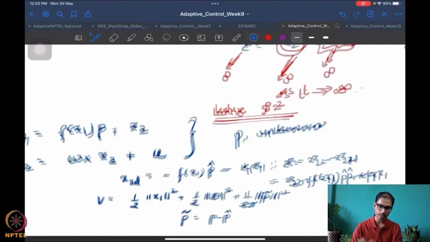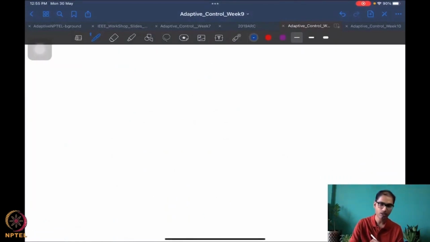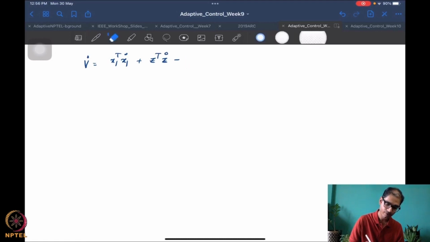All right, great. So let's move on and actually compute this V dot, right? So V dot is going to be what? It's x1 transpose x1 dot plus z transpose z dot minus 1 over gamma p tilde transpose p hat dot.